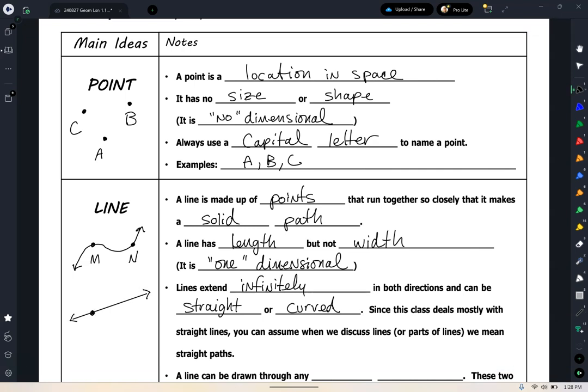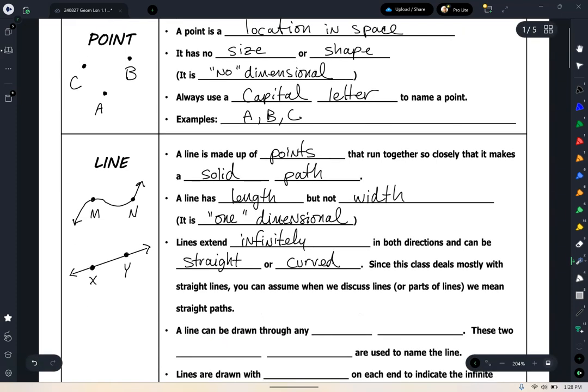And I want you to put a little X here and a little Y here. Okay, so lines can be curved and they can be straight. Now, I want you to notice this. Since this class deals mostly with straight lines, that's what we're going to talk about when I talk about lines and the parts of lines that we're going to study. So we're talking about straight paths here. Now, we will talk about some curved lines, okay?